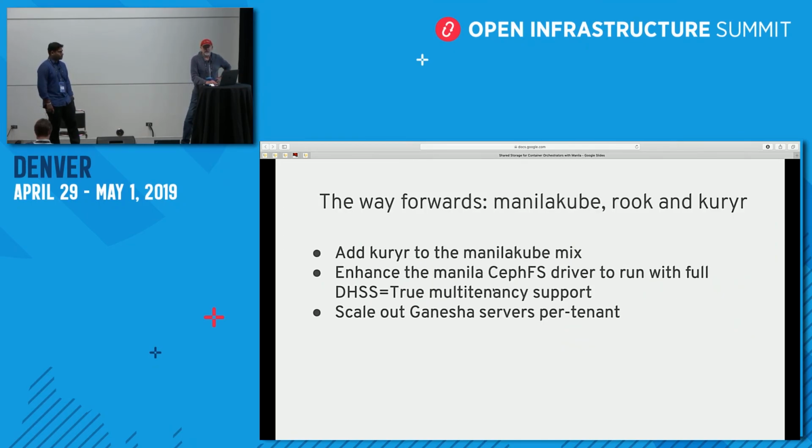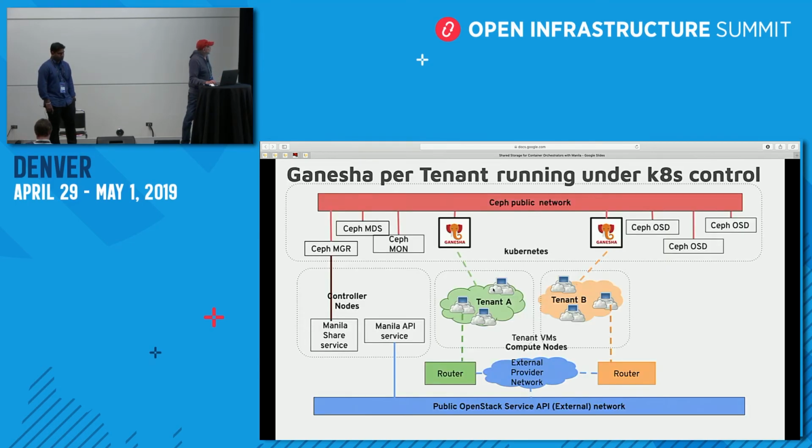Next, we want to put Courier in the mix. Now why do we want to do that? This is kind of the picture where we moved the Ceph daemons out under Rook control and under a Kubernetes cluster. We've been showing this to people for over a year now, and it's where we want to go. We don't have a single Ganesha service anymore, but we can scale them out, and ideally do it per tenant.